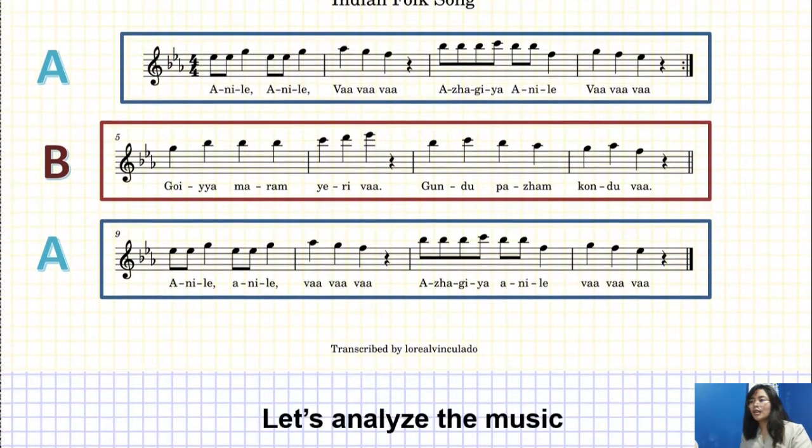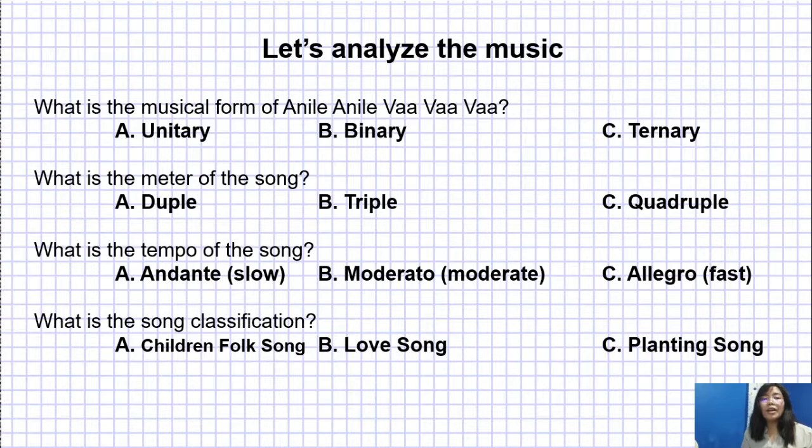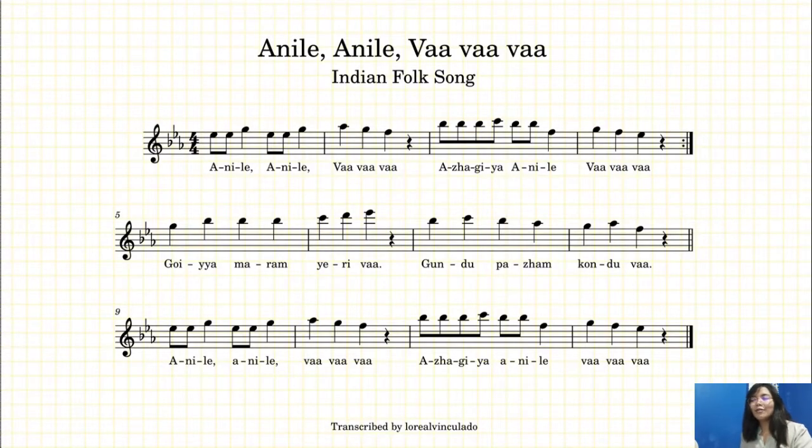Okay, next question. What is the meter of the song, or what is the counting of the song? A. Duple, B. Triple, or C. Quadruple. Okay, the answer is letter C. So, how do we classify that?